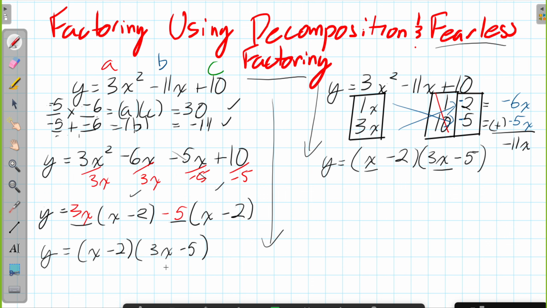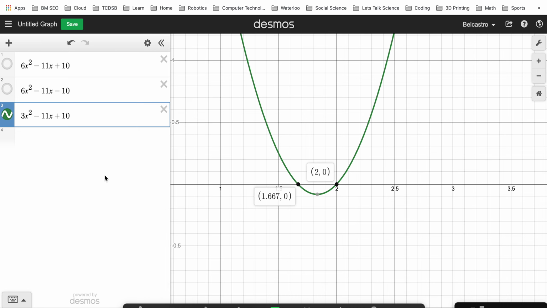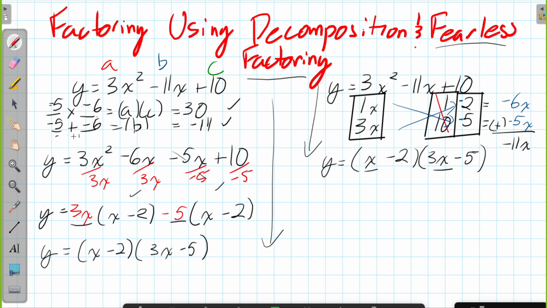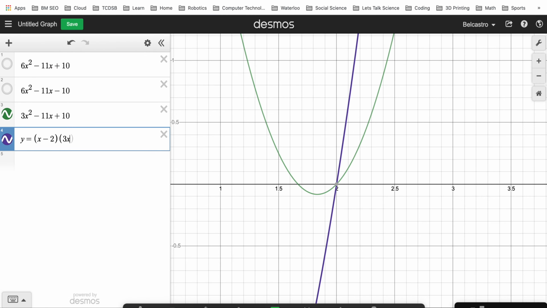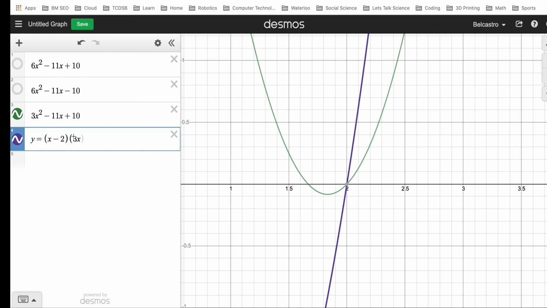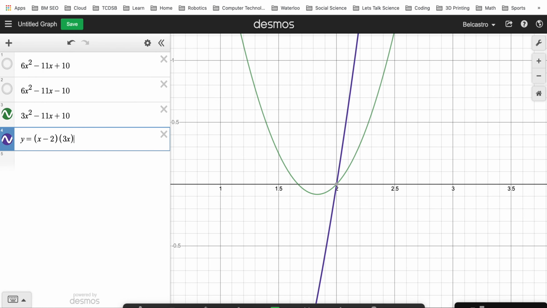I mean, we could type it in. We technically already went through some of the graphing, but we'll type in the factored form of it too. Our factored form was y is equal to x minus 2, 3x minus 5. And if you notice, they overlap.